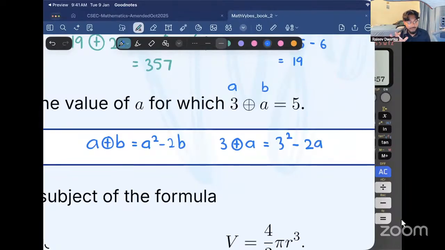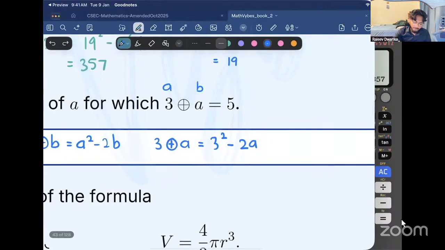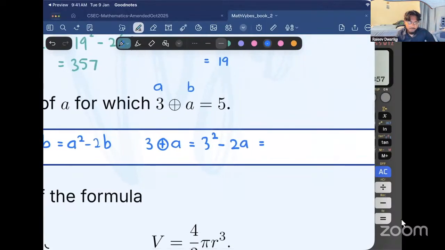Now here's the thing, Virginia. In the question, it told us that 3 plus circle A was equal to what? 5. Good. So I'm going to put this entire thing equal to 5. What's 3 squared? 3 squared is 9. So 9 minus 2A is equal to 5. What to do next? So minus 2A will be 5 minus 9, which is minus 4.